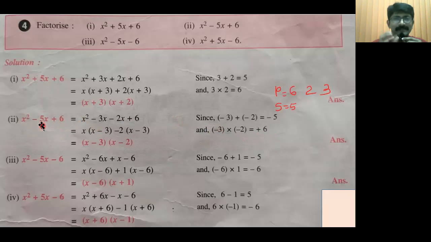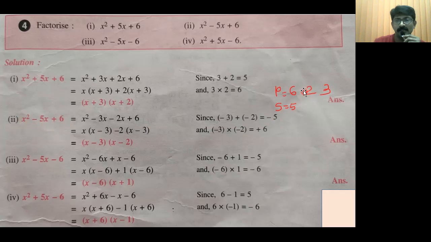Now what exactly sum am I talking about, guys? Sum is coefficient of x. Fit it in your brain. Sum is coefficient of x. And the numerical coefficients of the other two terms would be the product, isn't it? Now how will that negative 5 come as a sum?